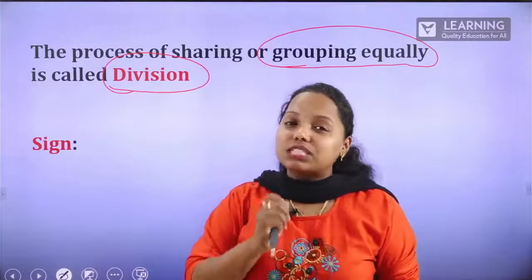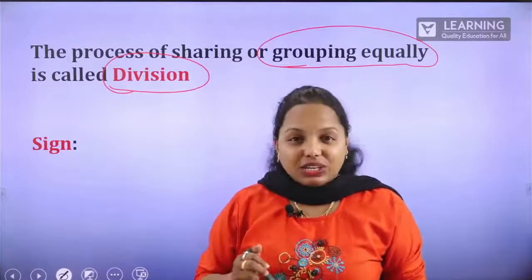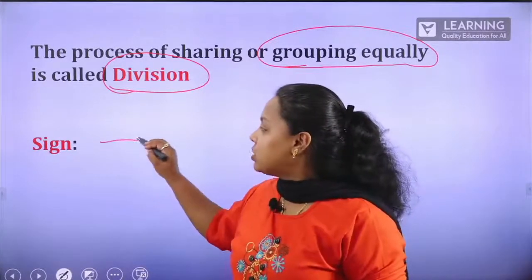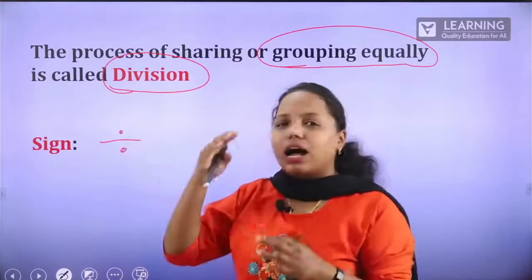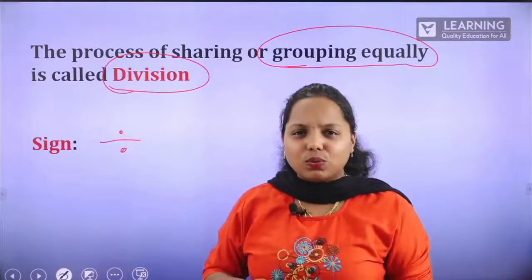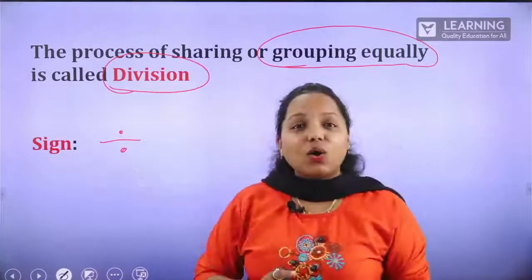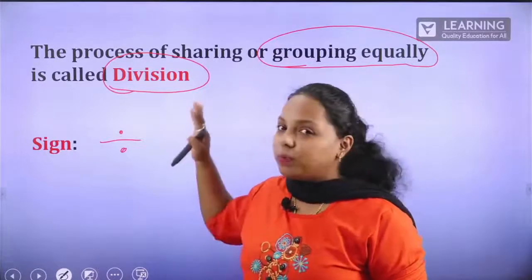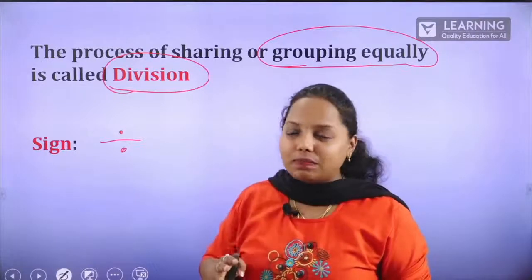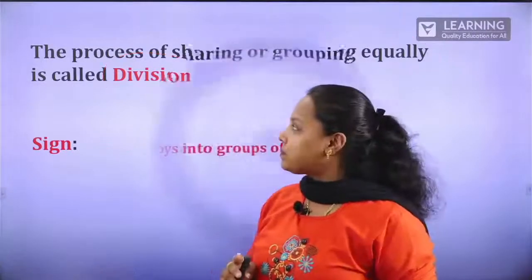Now here comes the important thing. What is the sign of division? The sign of division has 2 dots, one on the top and one on the bottom, with a line in between. This is the sign of division. I hope you are clear with the division. You might get it in fill-in-the-blanks or MCQ problems.